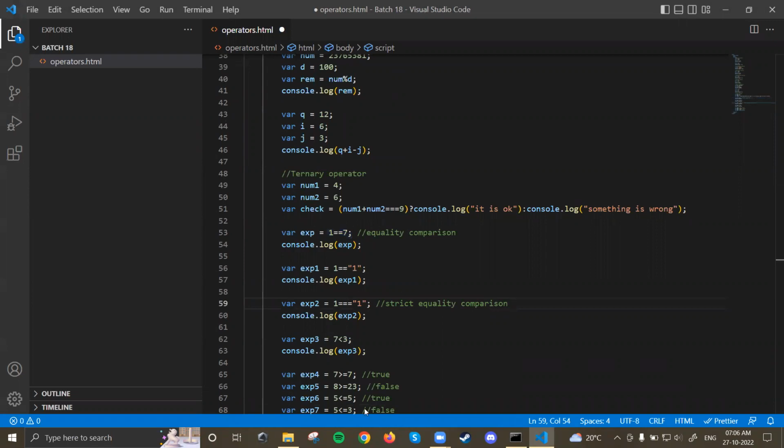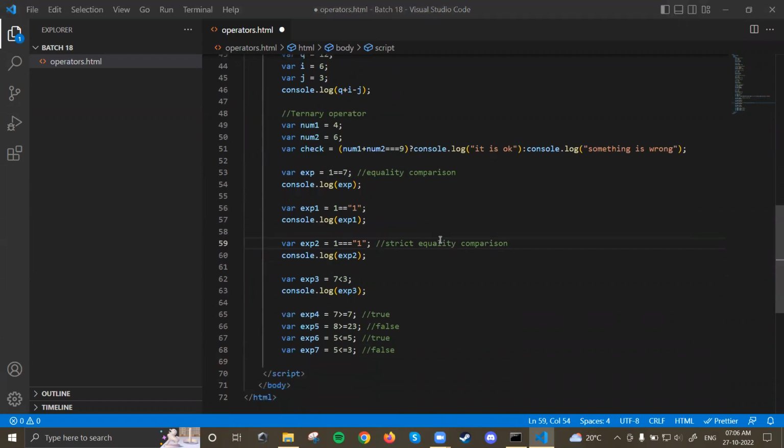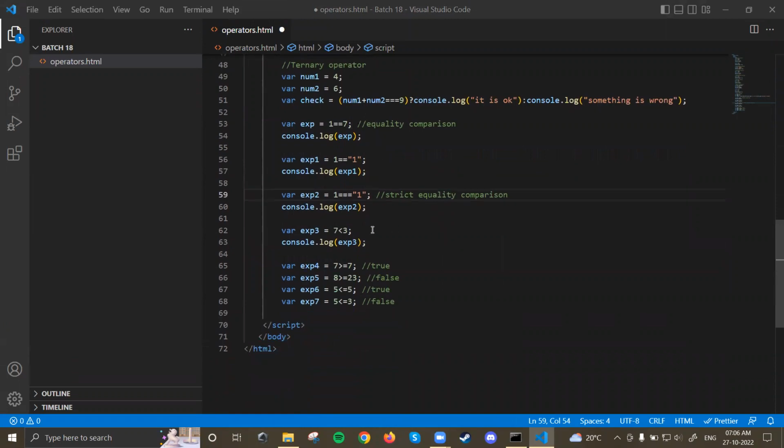value as well as data type both are checked. And then we saw the other comparison operators like greater than, less than, and all those things.